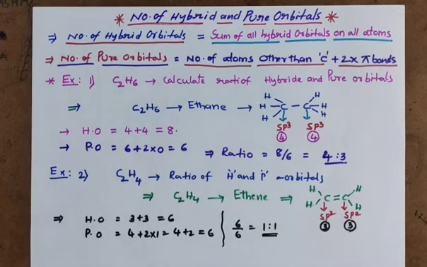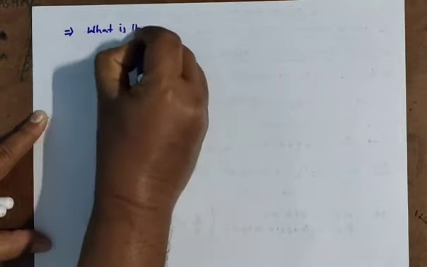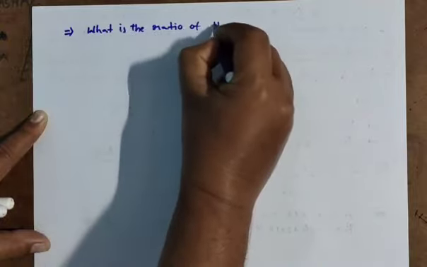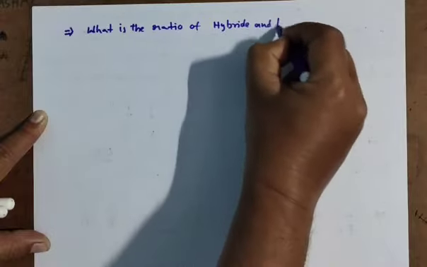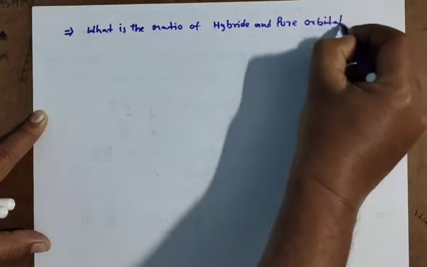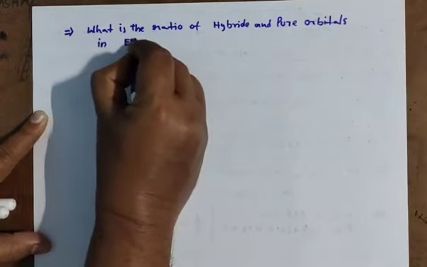I will go for one more example for your better understanding. Example number 3. What is the ratio of hybrid and pure orbitals in ethane?